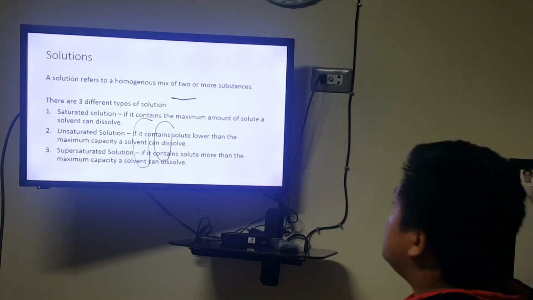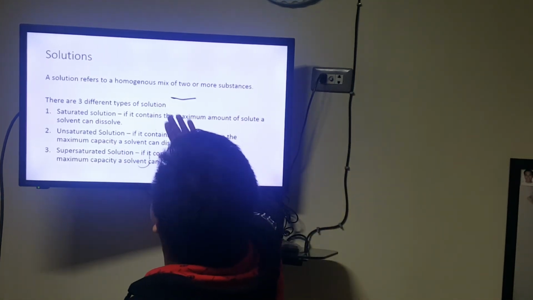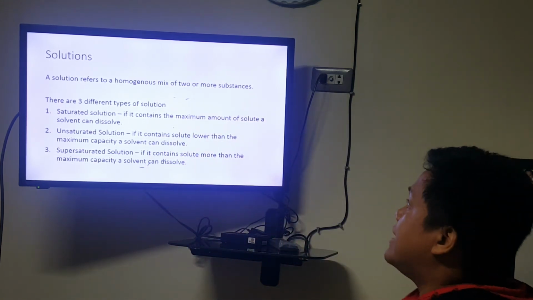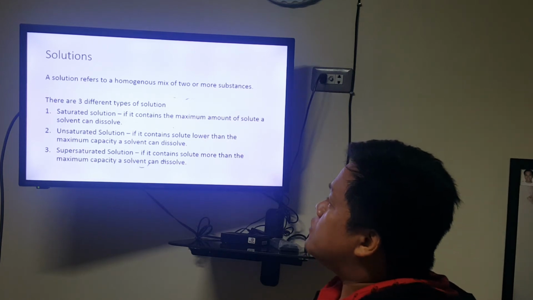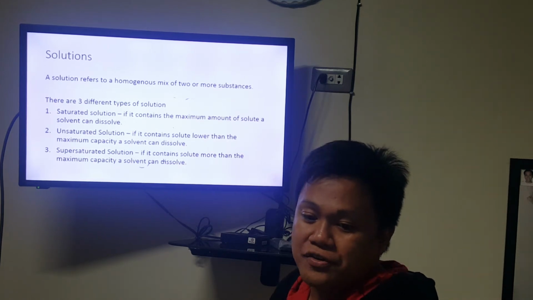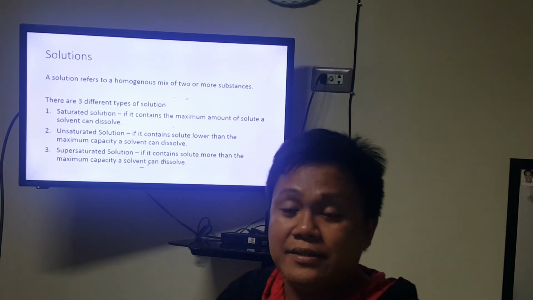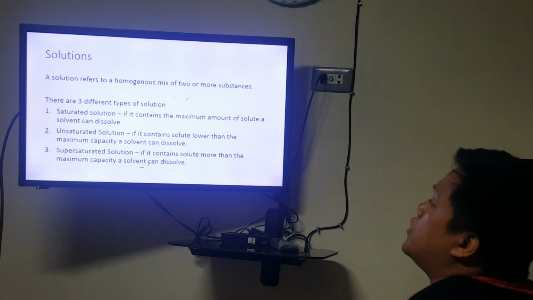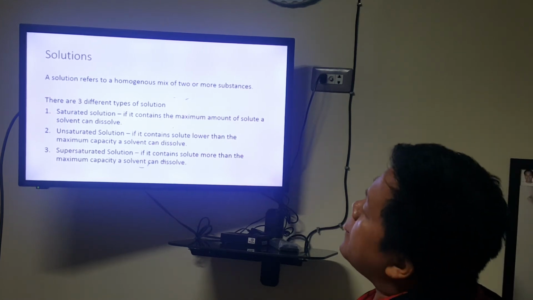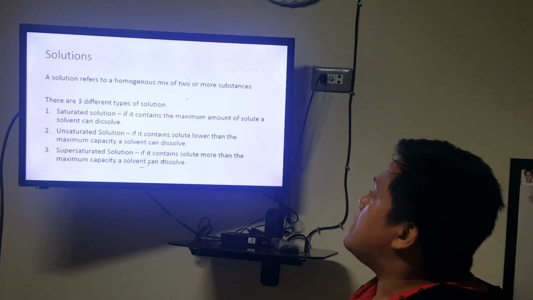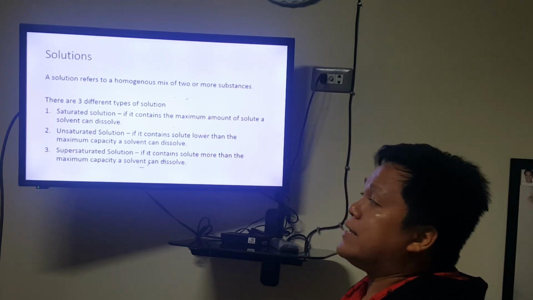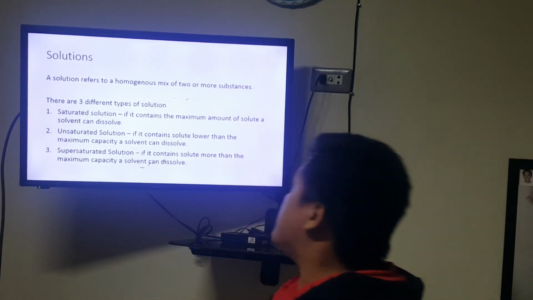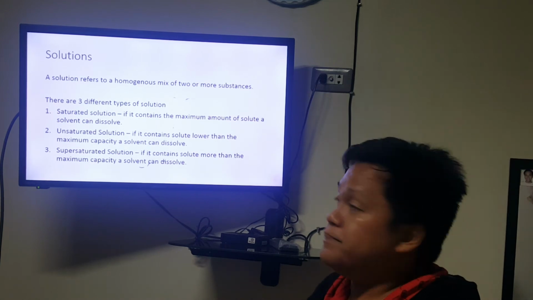Solutions. A solution refers to a homogeneous mix of two or more substances. There are three types of solution: saturated solution, unsaturated solution, and supersaturated solution. A saturated solution contains the maximum amount of solute a solvent can dissolve.